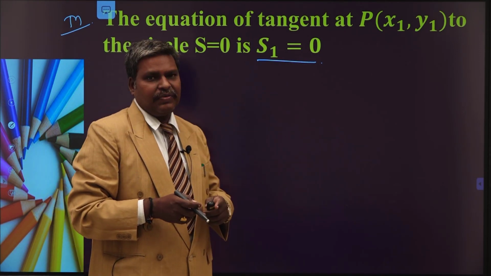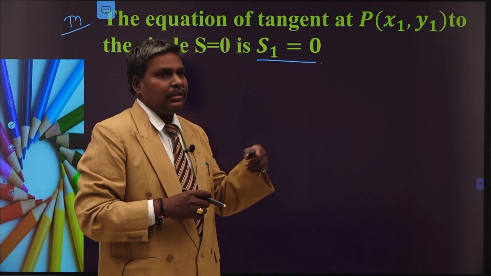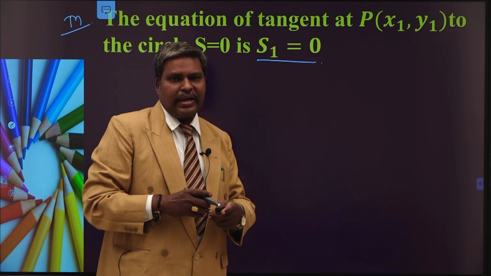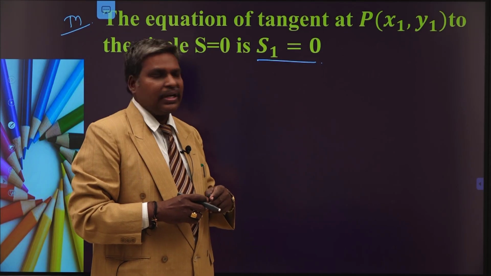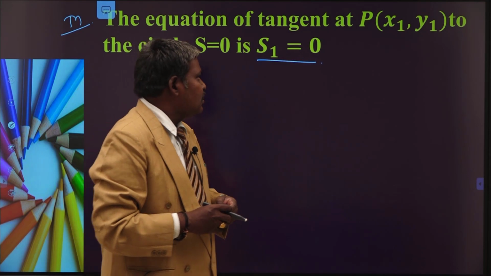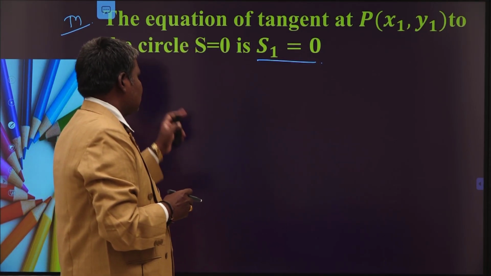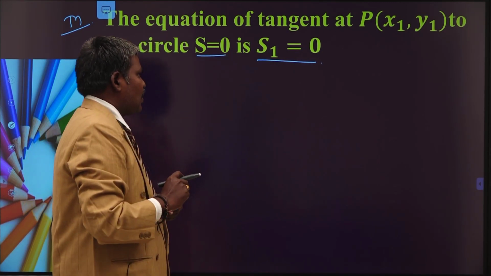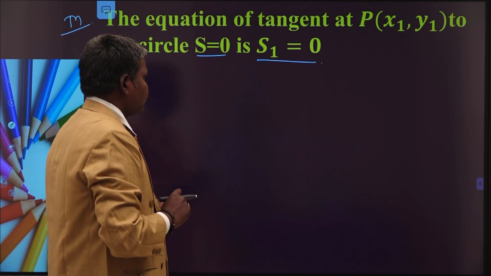That is, the point is given to you. That is a general tangent. You don't know any point on that circle, even though that line touches the circle at some point. But we need to find the equation of tangent at a particular point on the circumference of the circle. We have to use this formula, that is S1 = 0. P(x1, y1) is any point on the circle S = 0. We have to show that the equation of tangent at (x1, y1) to the circle S = 0 is S1 = 0.